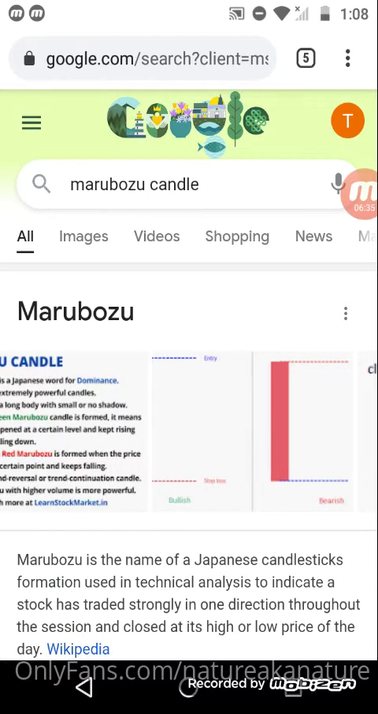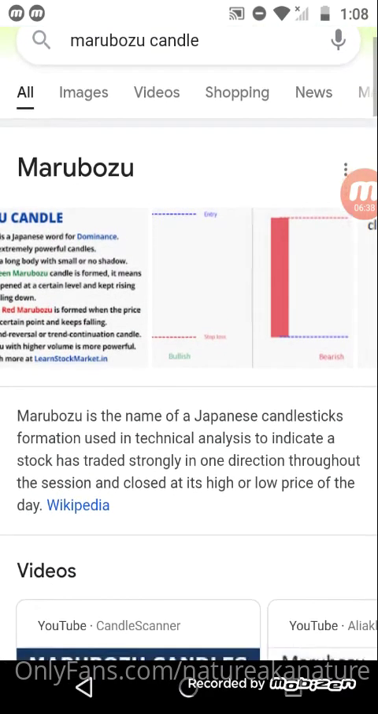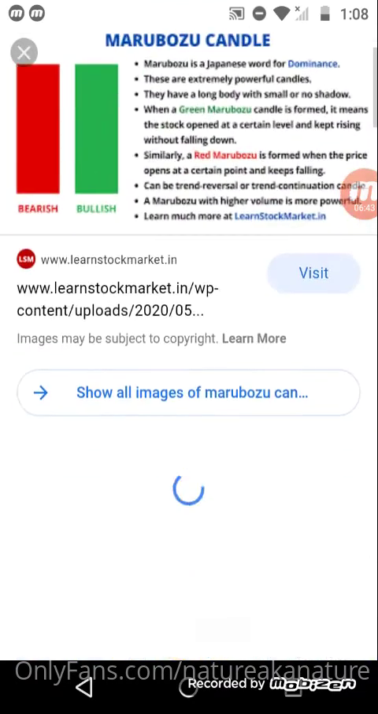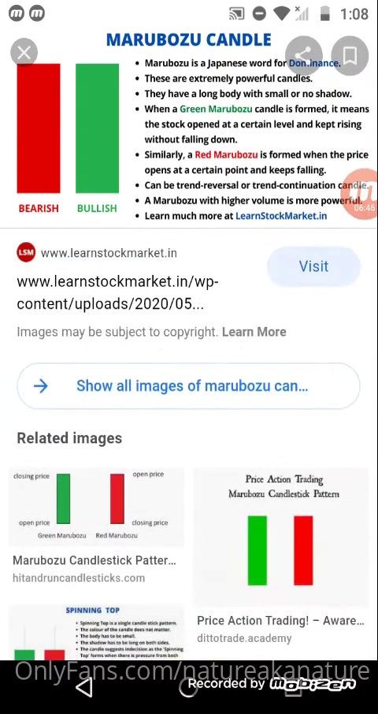Marubozo is a Japanese candlestick formation used by technical analysts. Marubozo is the Japanese word for dominance. These are extremely powerful candles. They have long bodies with small or no wicks. When a green Marubozo candle forms, it means price opens at a certain level and continues rising without falling down. Same thing, when you see a red Marubozo form, price opens at a certain point and continues falling. It can mean a trend reversal or a trend continuation.